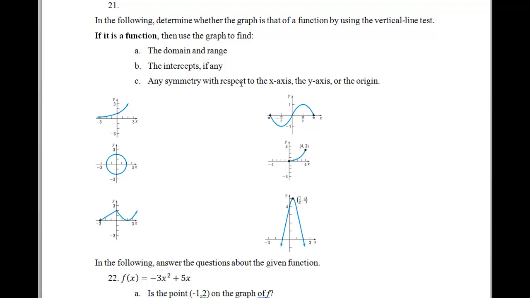intercepts, and any symmetry. So in this picture here, let's first of all exclude any graph that is not a function. So of these 6 pictures, which one is not a function? And there's one of them, and it's right here. That is not a function because it fails the vertical line test. And the rest do pass the vertical line test. So let's just talk about domain and range.